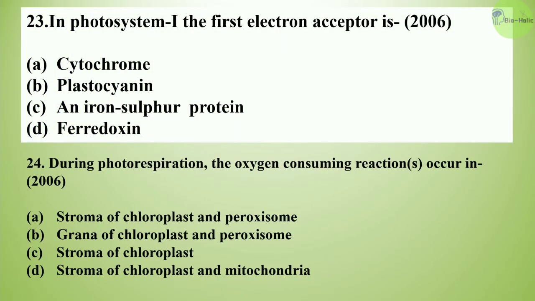Next is in photosystem 1, the first electron acceptor is cytochrome, plastocyanin, an iron sulfur protein, or ferredoxin. The answer will be an iron sulfur protein.